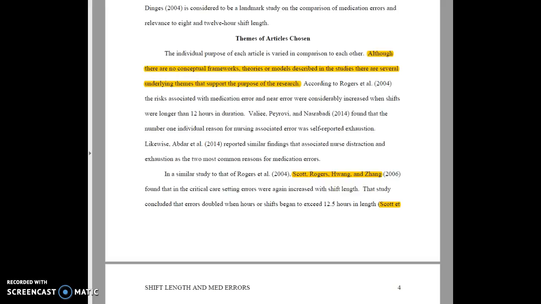Again, if it is not mentioned, then as I've highlighted here in this particular one, it states there are no conceptual frameworks, theories, or models. So be aware of that.